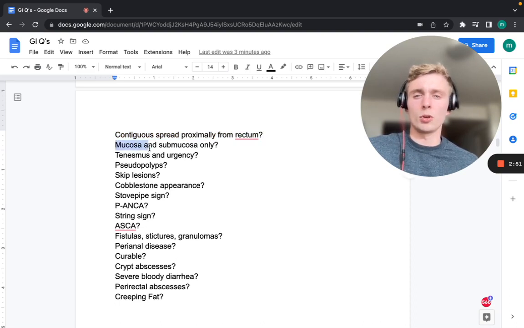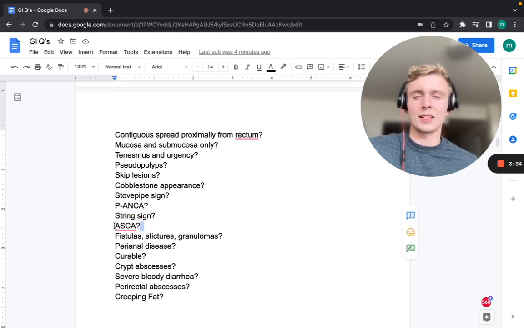Which one involves the mucosa or submucosa only? Which one leads to tenesmus and urgency more commonly? Tenesmus and urgency. Which one will more commonly have pseudopolyps? Pseudopolyps. Which one more commonly will have skip lesions? Not contiguous, but skip lesions. Which one classically has a cobblestoning appearance, ulcerative colitis or Crohn's? Which one has classically a stovepipe sign? A stovepipe sign. Which one more commonly has P-ANCA positivity? Which one has a string sign? Crohn's or ulcerative colitis has a string sign.